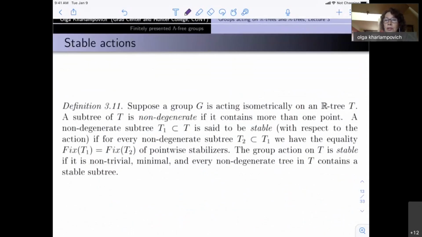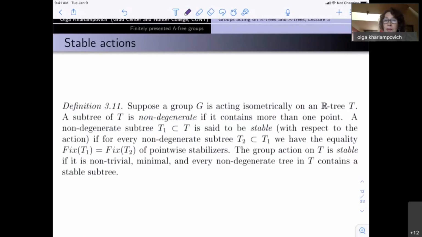A non-degenerate subtree T1 is said to be stable with respect to the action if for every non-degenerate subtree T2 of T1, the elements which fix T1 are the same as the elements which fix T2. So there is a smallest subtree such that the elements which fix the subtree already are the same as the elements which fix any proper subtree of it. So the pointwise stabilizer of T1 is the same as the pointwise stabilizer of T2.